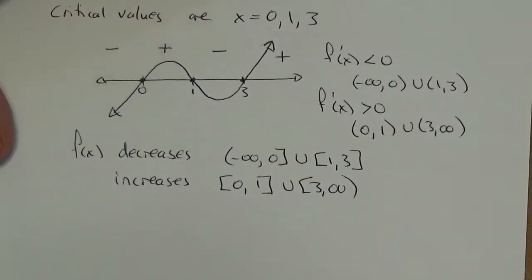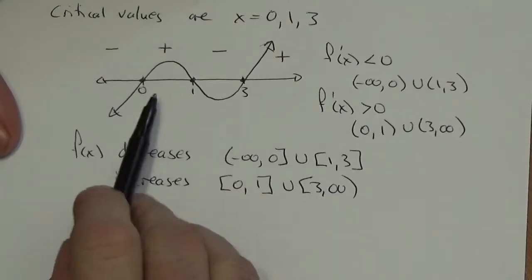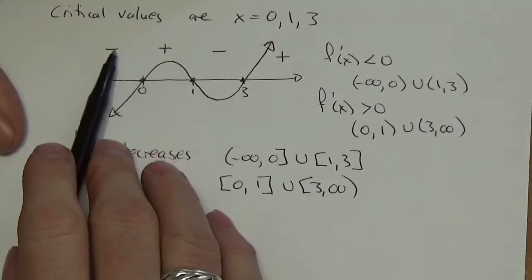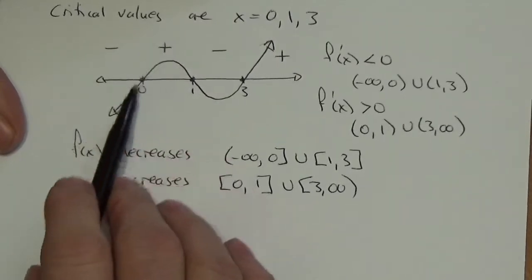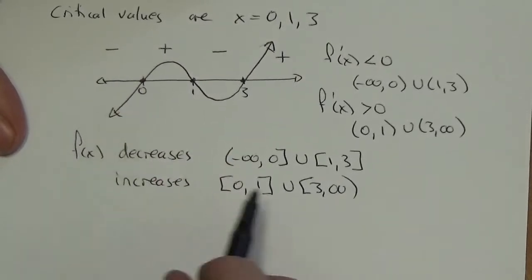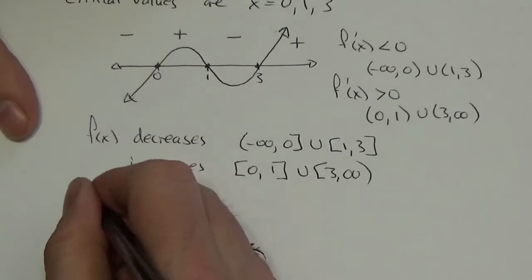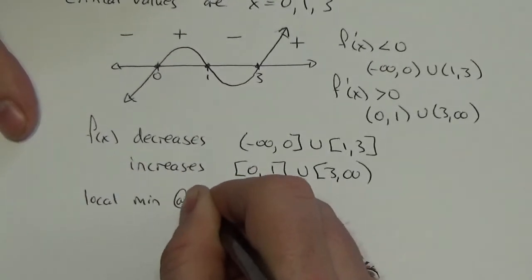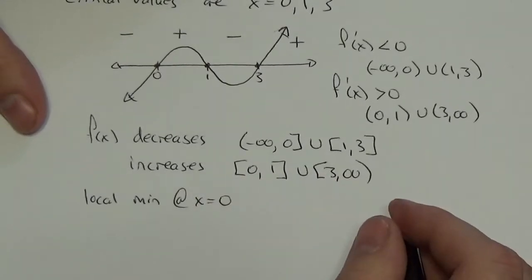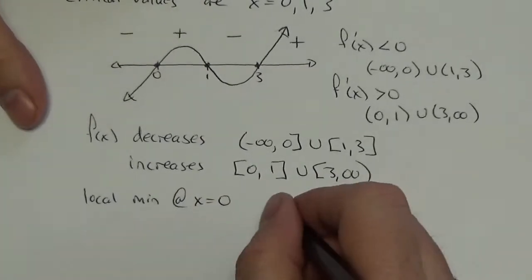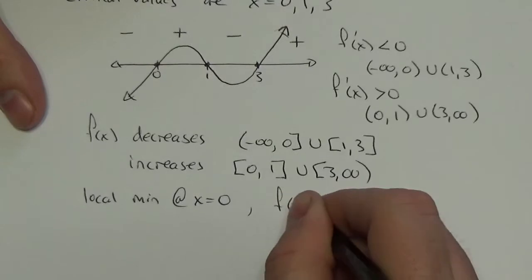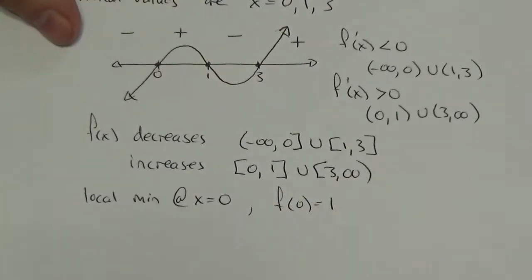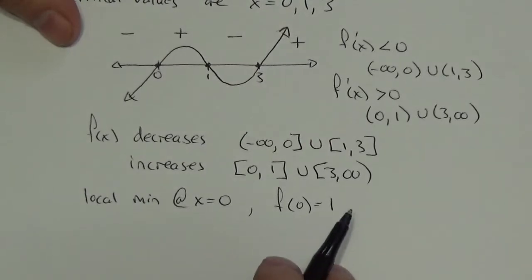So what does this mean? Well, let's take a look right here. That means that before the 0 I drop, after the 0 I go up, which means that's got to be a local min. So we know that we're going to get a local min at x equal to 0. And if we go look that up, the minimum value is going to be f at 0. If you plug that in, you'll get that that's equal to 1. So there's our local minimum value.